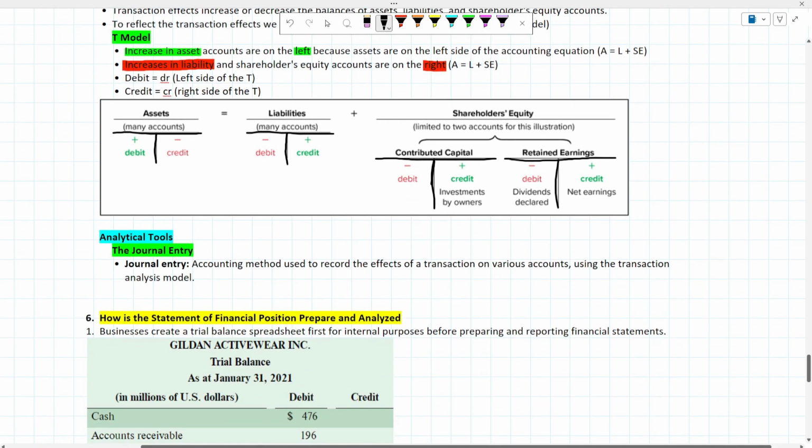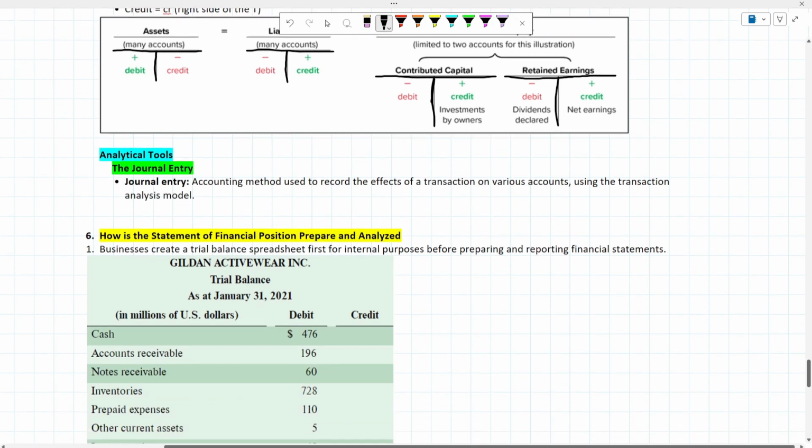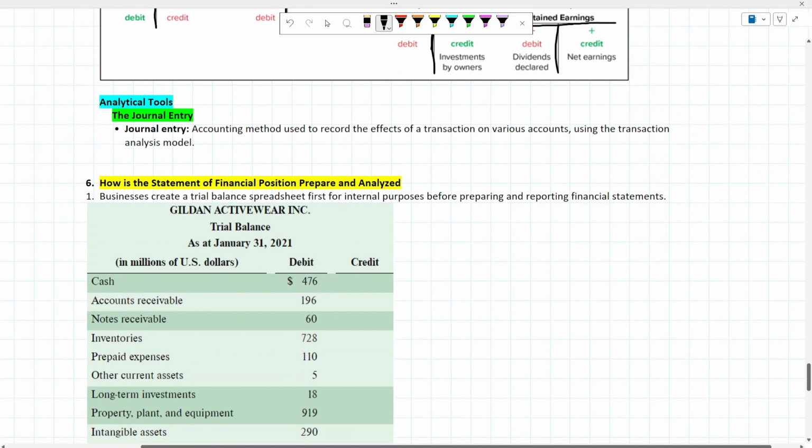So analytical tools, the journal entry. Journal entry is the accounting method used to record the effects of a transaction on various accounts using the transaction analysis model. So that's pretty straightforward. It's not too important.